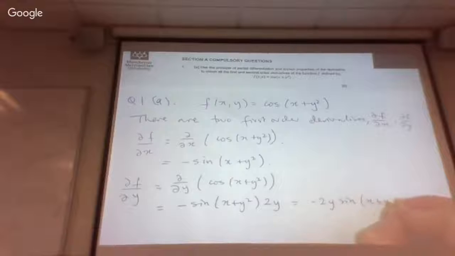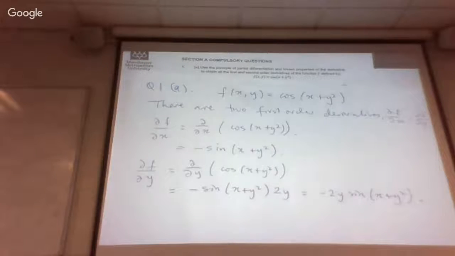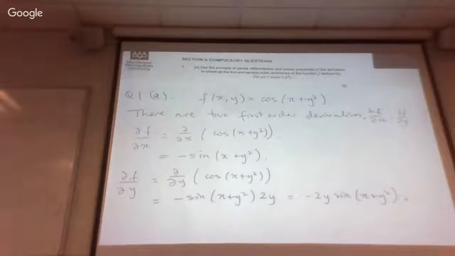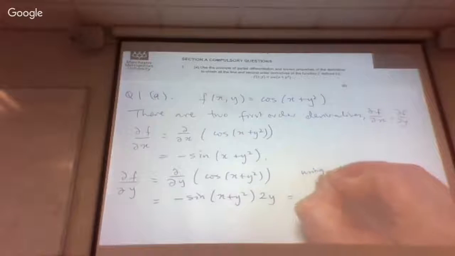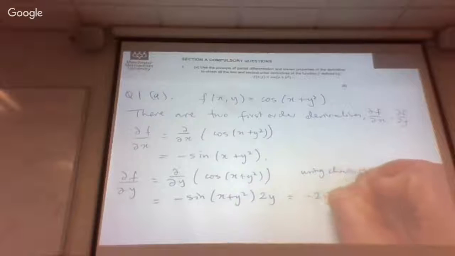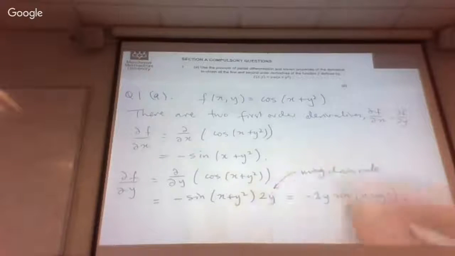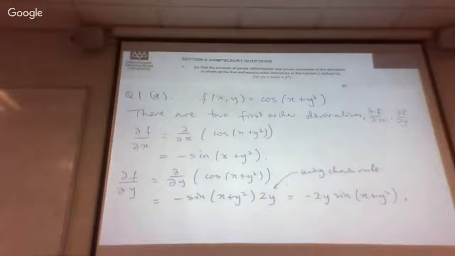Maybe it's customary to put the other factors out the front and leave the sine bit at the end. Most people seem to write it that way. Okay, so those are the two first order partial derivatives. I wouldn't say it's necessary to name exactly all the properties that you're using. I mean, you might just put in a little comment here, using the chain rule. Here it'd be good to see, just to explain the presence of that factor.